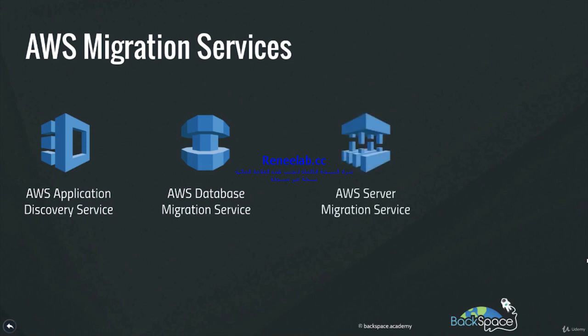AWS Server Migration Service can automate the migration of thousands of on-premise workloads over to the AWS cloud. This reduces costs and minimizes the downtime for migrations. AWS Snowball is a portable petabyte scale data storage device that can be used to migrate data from on-premise environments over to the AWS cloud. You can download your data to the Snowball device and then send it to AWS, who will then upload that to a storage service for you.